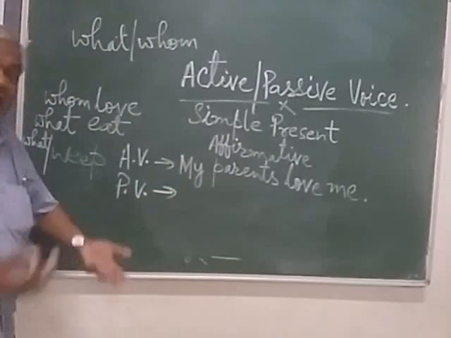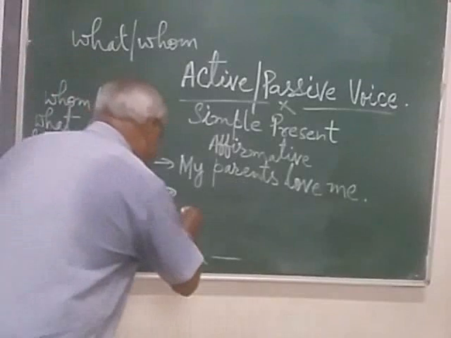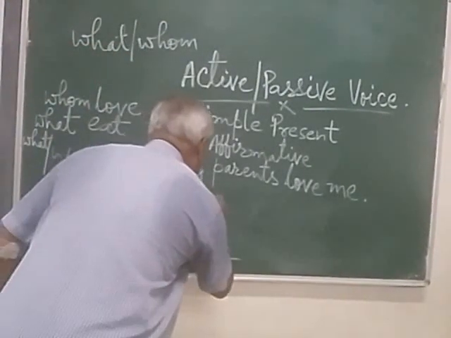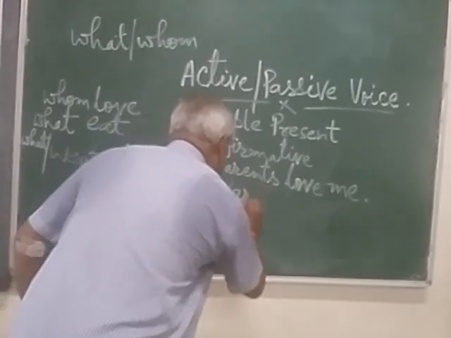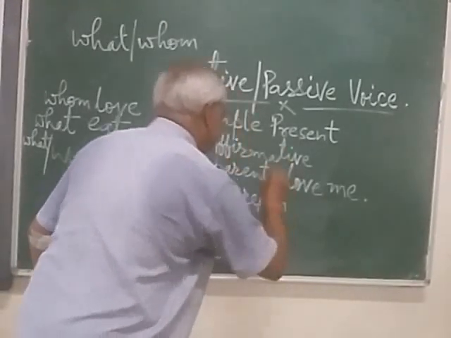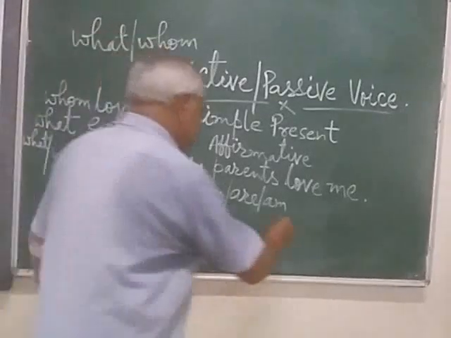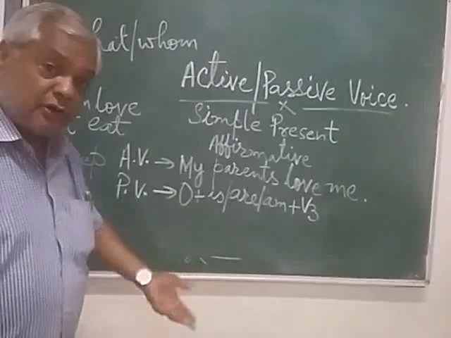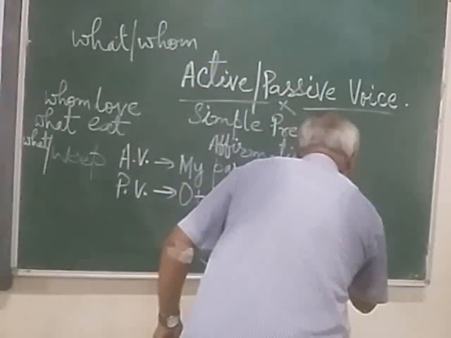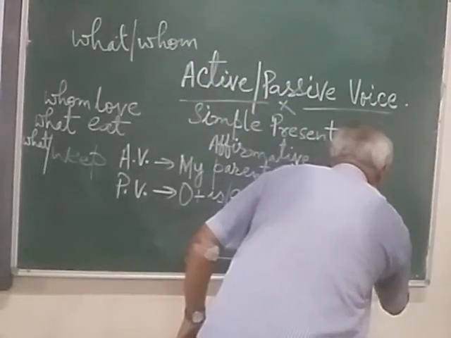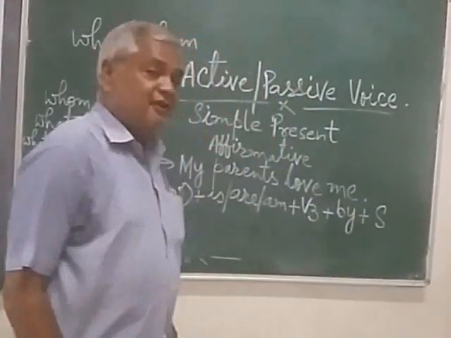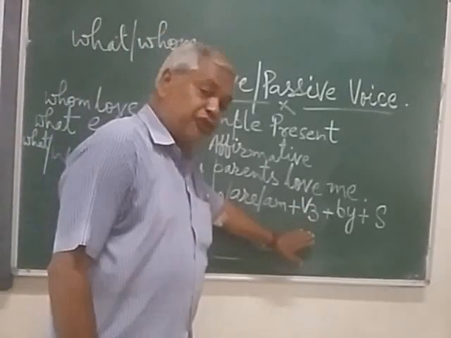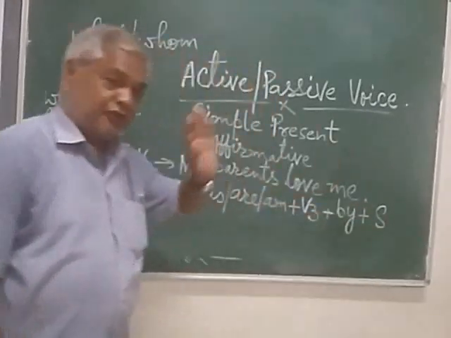So there is one structure, right? First the object, then is/am/are, then V3, the third form of the verb, then the word by, and last is the subject. Object, is/am/are, V3, by, subject.